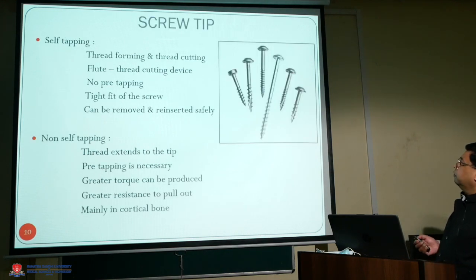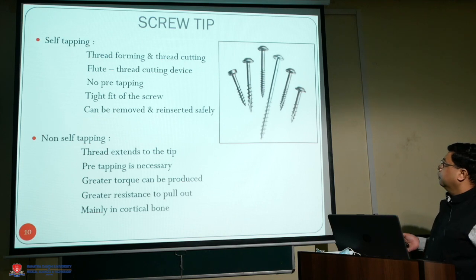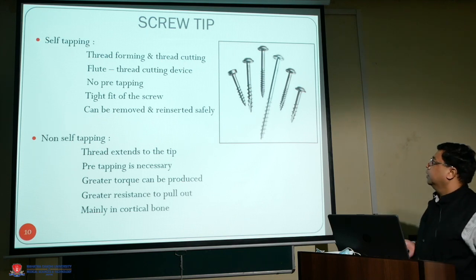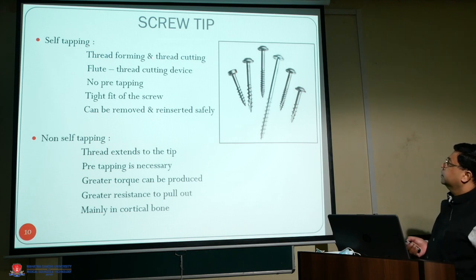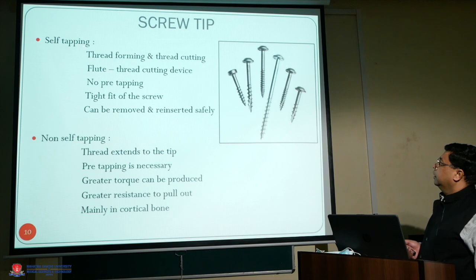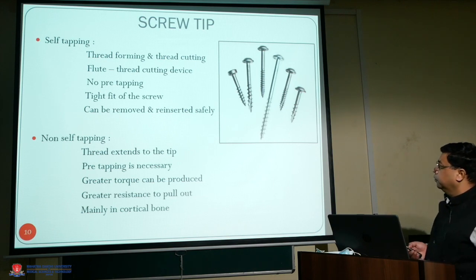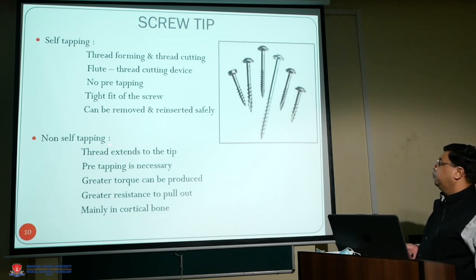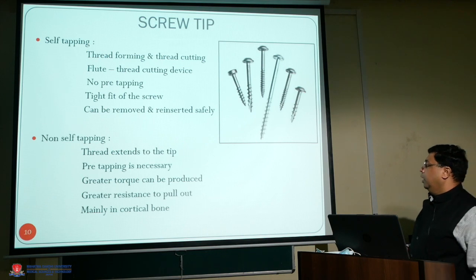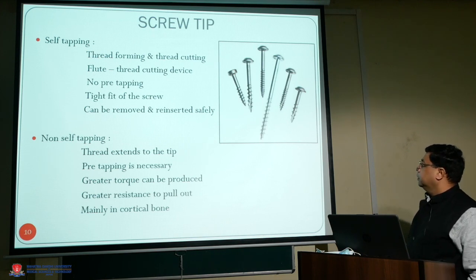Thread tips may be of various types. There is a self-tapping type, in which tapping is not required. After drilling, we can directly put the screw. It is thread forming and thread cutting, and there is a flute to cut the threads. No pre-tapping is required, so a tight fit can be achieved in osteoporotic bone. And in the non-self-tapping type, the thread extends to the tip, and pre-tapping is necessary. Greater torque can be produced and there is greater resistance to pull-out, mainly used in cortical bone.